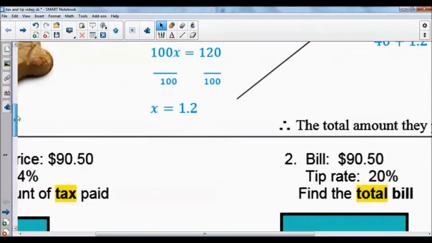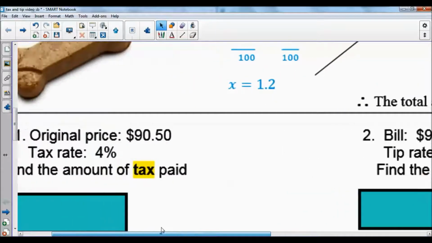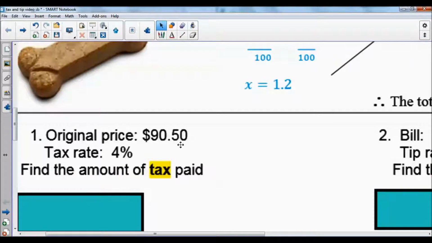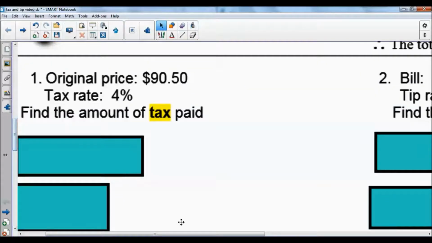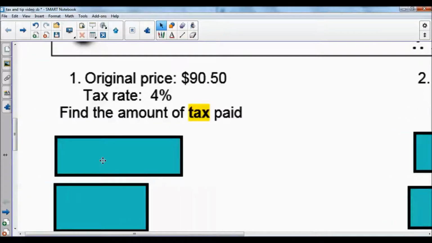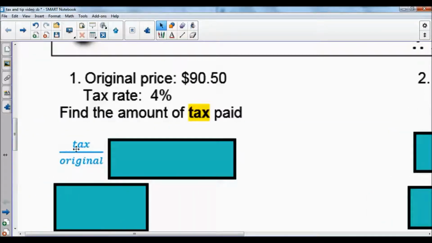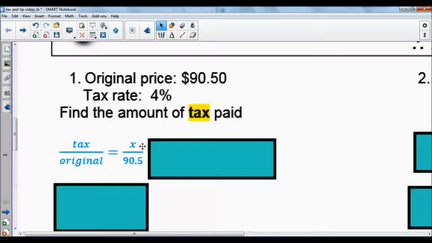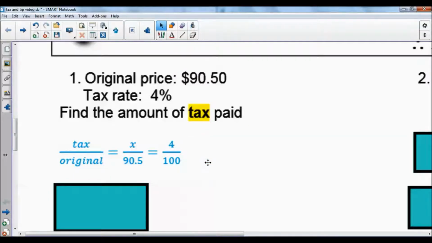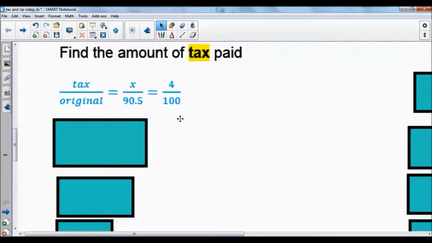Okay, let's look at number 1. For this one, I highlighted the important part. Here's our original price of $90.50. Our tax rate is 4%, and we want to find the amount of tax paid. So we're not going to have to add at the end. We're just solving our proportion. So here's our proportion, tax over the original, always, always, always. Here, we don't know our tax, right? But our original was $90.50, and our tax rate was 4%. So there's our proportion. Okay, we're going to cross multiply from here. 100 times x is 100x.